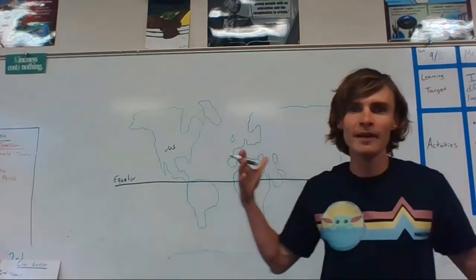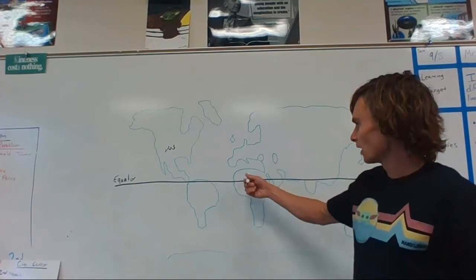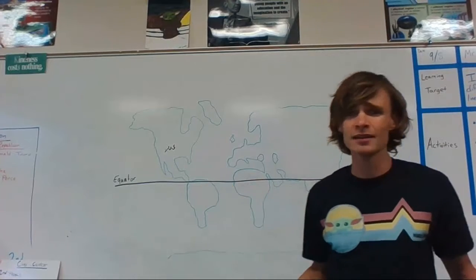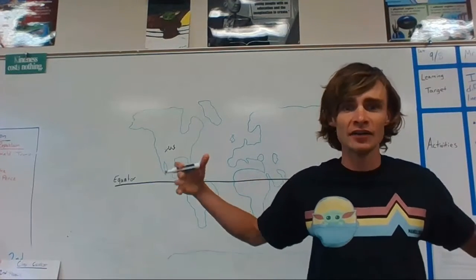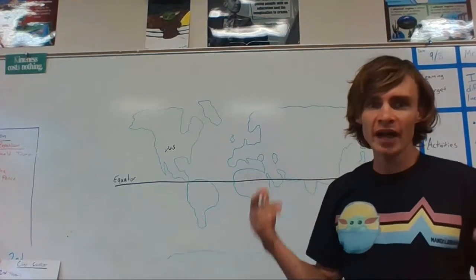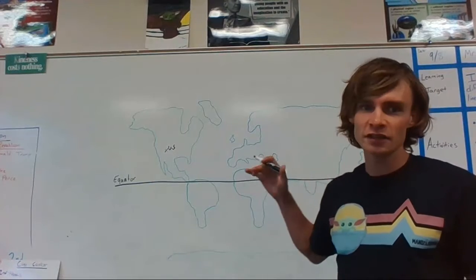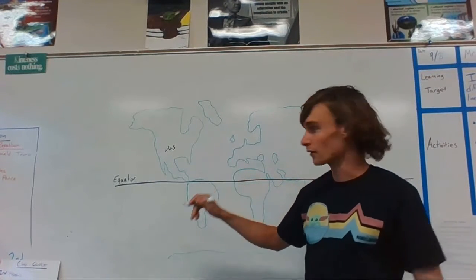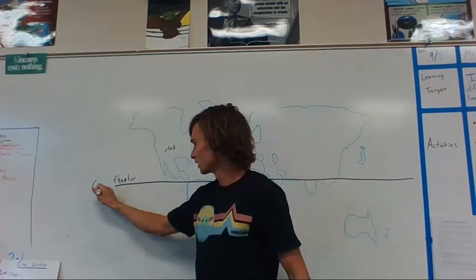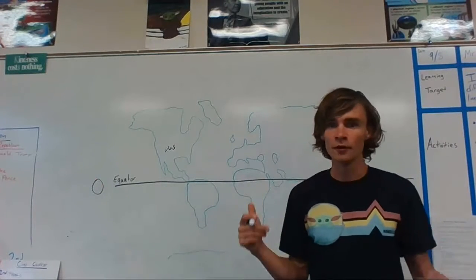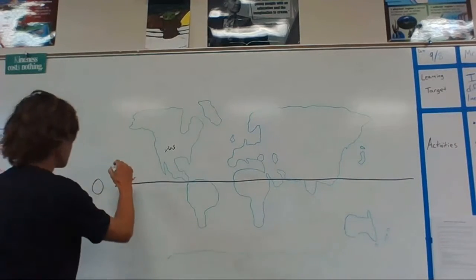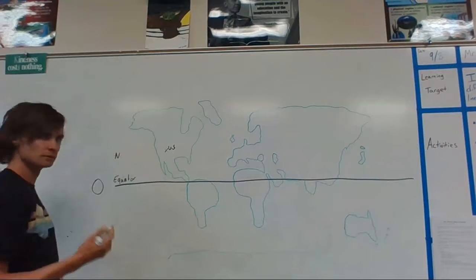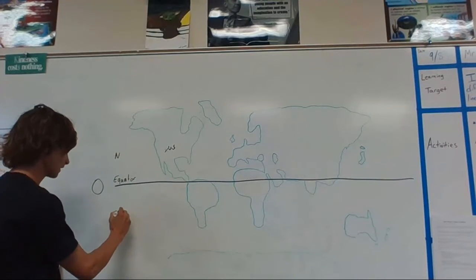Now the equator is an imaginary line. If you go to Africa or South America, you're not going to see a physical blue line on the ground. It's imaginary, but it helps us make sense of the world. And we use this as our 0 point, like on a number line. So we give the equator a rating of 0. Above the equator, we consider that to be north. Below the equator is south.